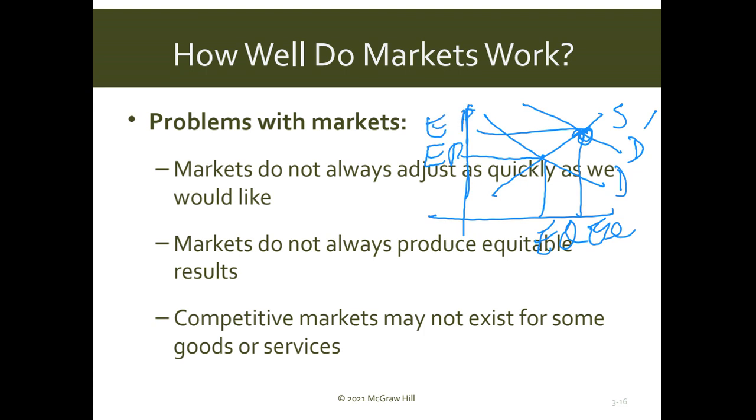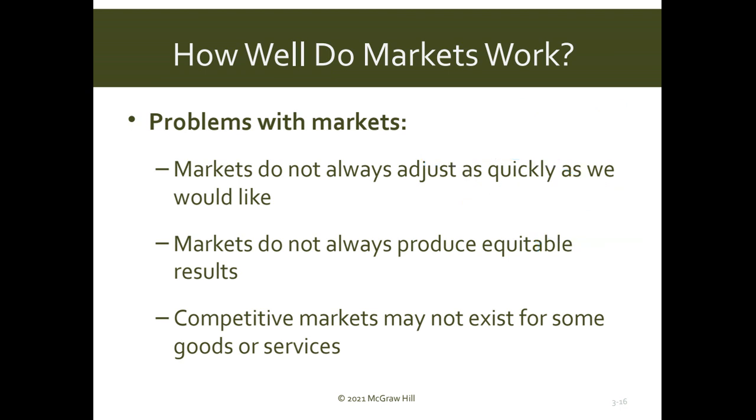But when demand shifts to the right, the market will not reach from this equilibrium to this equilibrium instantaneously, right? It takes time, because the moment demand increases, what would happen? You have excess demand. So demand is more than the supply, and this excess demand will push the price upward, but it's not instantaneous, right away. It takes time. So that is the first problem, that markets do not always adjust as quickly as we would like. Now let me erase this diagram.